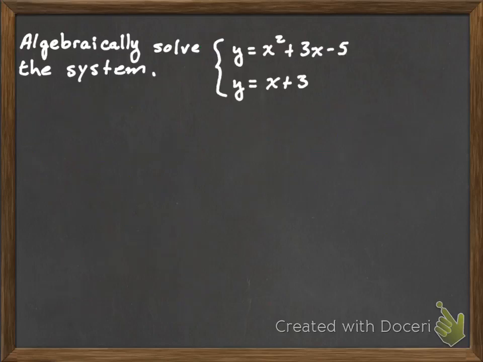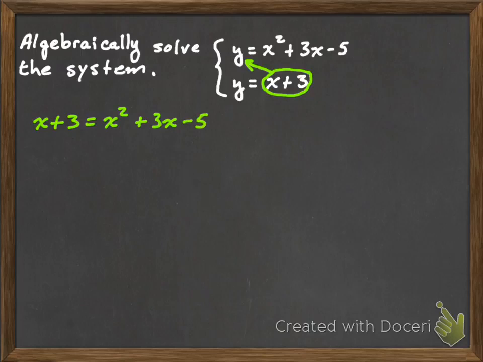Alright, so let's look at the next one. Step 1 was to take the linear equation and solve for y. That has already been done. Step 2 is to take this and substitute it into y in the quadratic equation. So that will give you x plus 3 equals x squared plus 3x minus 5. There's no distributing on this one now.